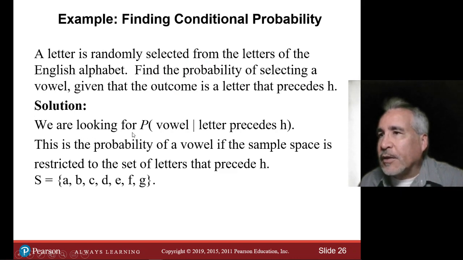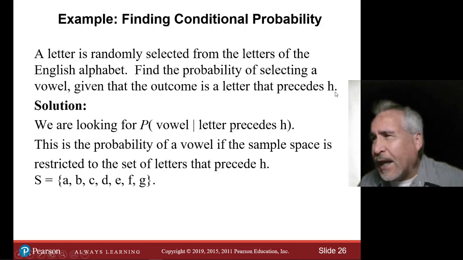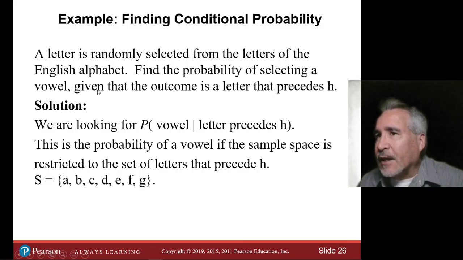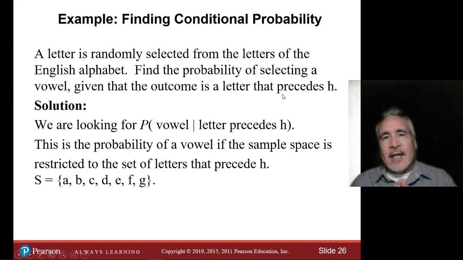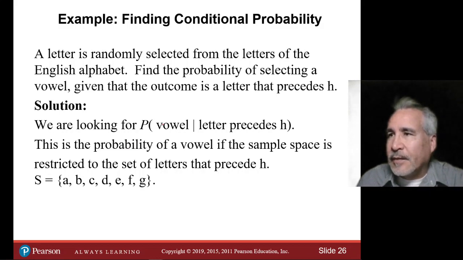Okay. So we're looking at letters randomly selected from the letters of the English alphabet. So 26 letters. Find the probability of selecting a vowel given that the outcome is a letter that precedes H. So all we're going to do, in how we're counting, is count on the fact that the letter is before H. So vowel for a letter that precedes H.